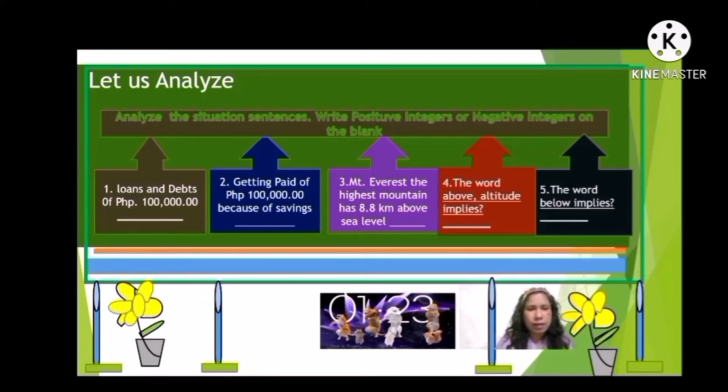Loans and debts of 100,000, positive or negative integers? Negative integers is the answer. Getting paid of 100,000 because of savings: positive integers. Mount Everest, the highest mountain: positive integers. The above altitude implies positive integers. The word below implies negative integers.